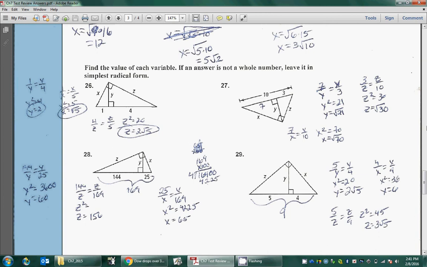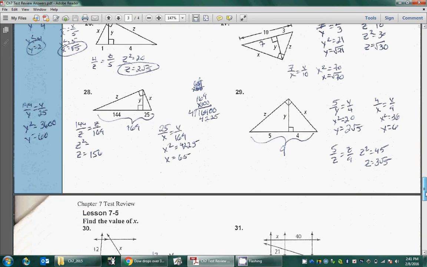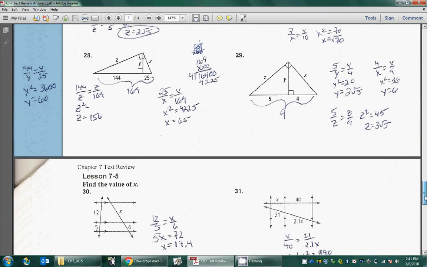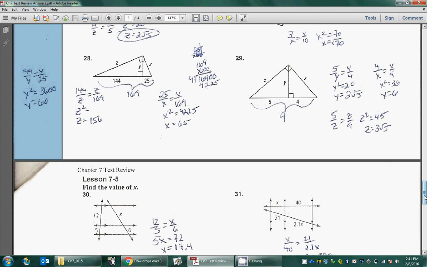For 28, same process here. Man, it's actually snowing outside. Sorry, I got a little distracted. Who knows, maybe I'll be off tomorrow, right? I doubt it, though.